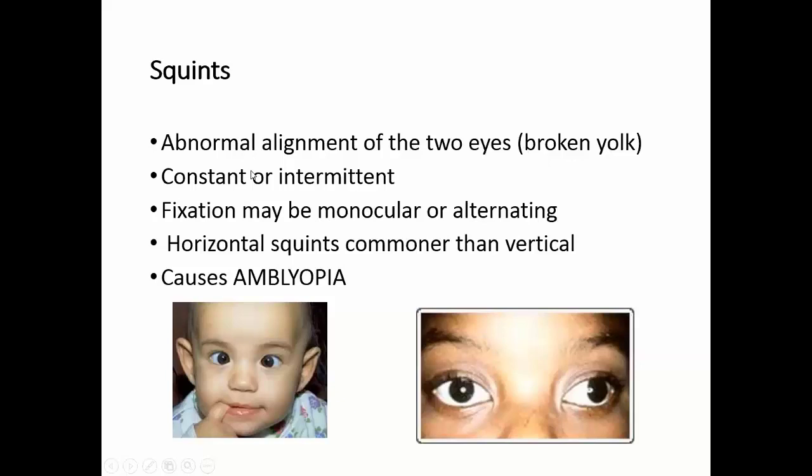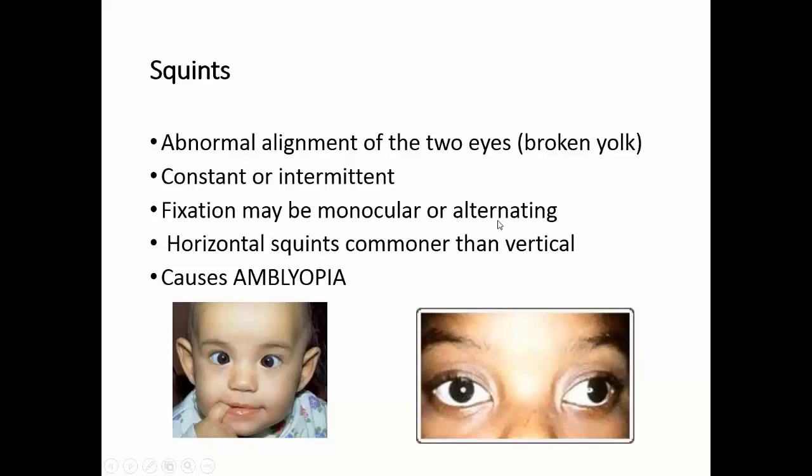Right. So coming back to squints, squints can be constant or intermittent. Intermittent squints can later become constant, especially if they start in early childhood as intermittent squints, then in late childhood they can develop constant squints. Early childhood constant squints are the most dangerous because they can cause a condition called amblyopia. So in constant squints, the fixation is monocular because one eye is always looking straight, and the other eye takes up fixation and continues to fixate. The person continues to fixate with that eye only.